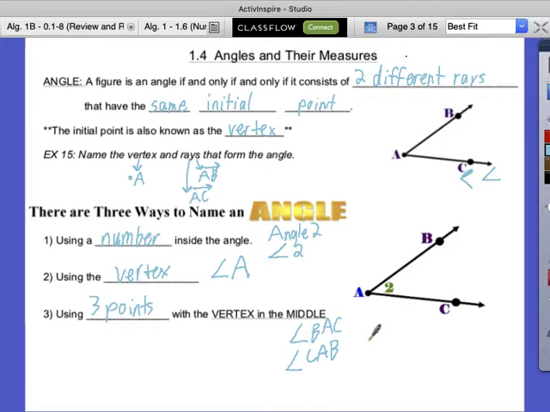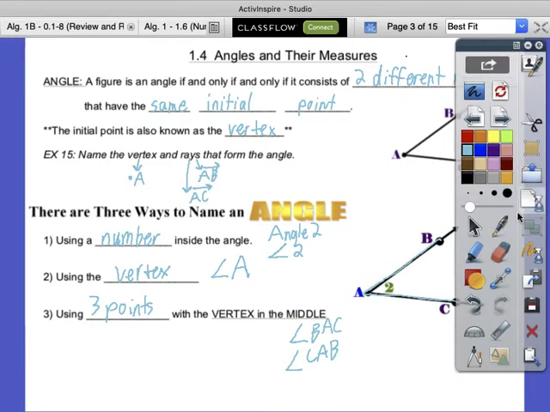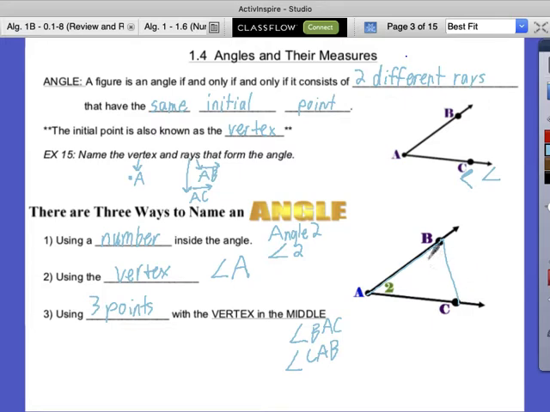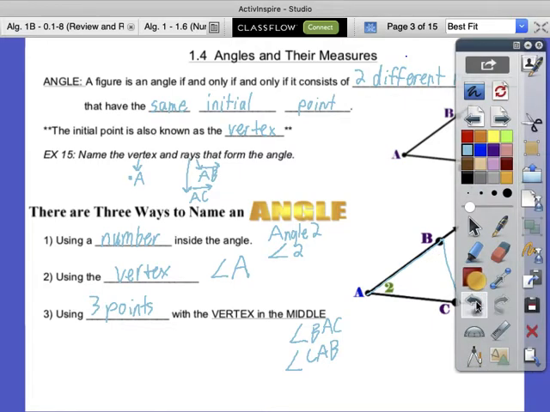Because the vertex isn't in the middle, okay? So how this works is if I say angle BAC, we know we're going from B to A to C. So we know we're talking about this angle right here. We start at B, go to A, go to C. Same idea, angle CAB: we're starting at C, going to A, going to B. But if I talk about ABC, I'm going here to here to here, and that's entirely different, okay? You have angle CAB and angle BAC.